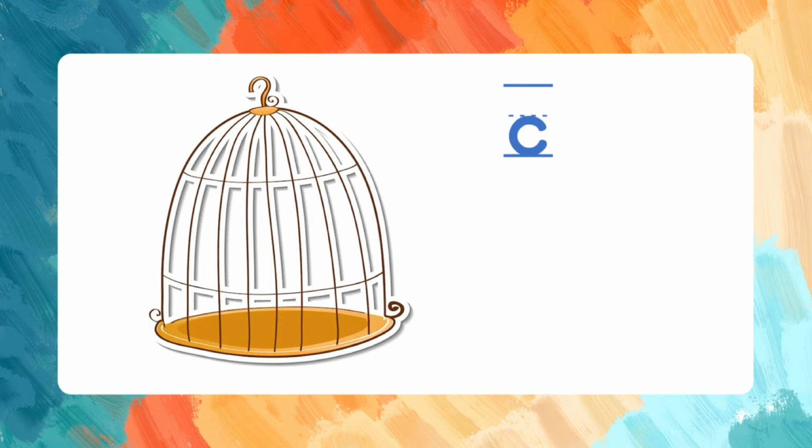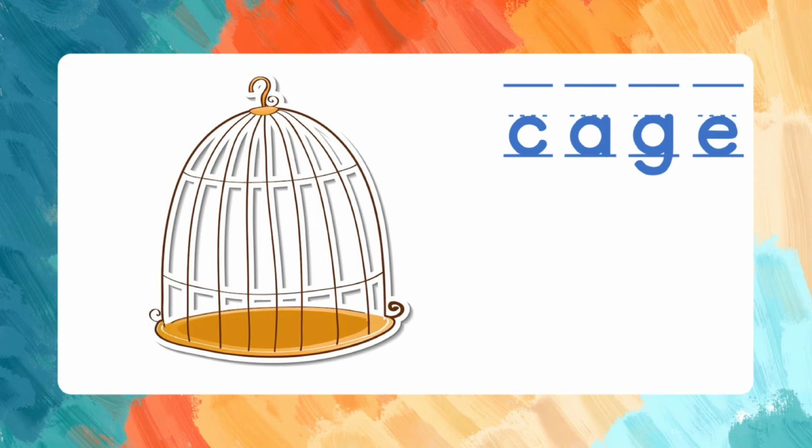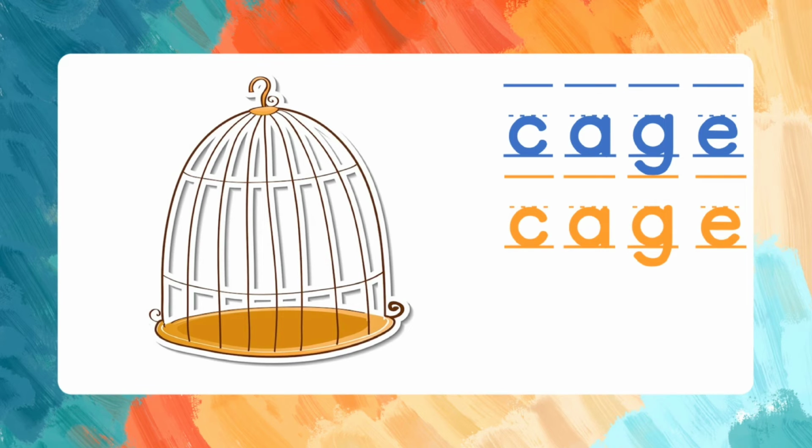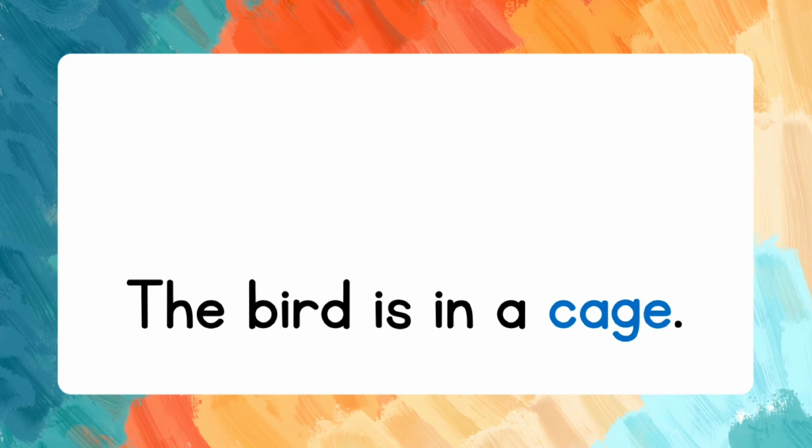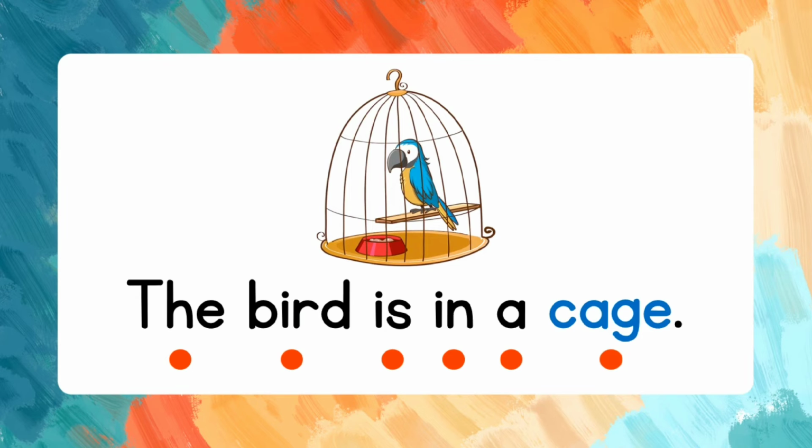Cage. C-A-G-E. Let's spell the word again. C-A-G-E. Cage. Let's use cage in a sentence. The bird is in a cage. The bird is in a cage.